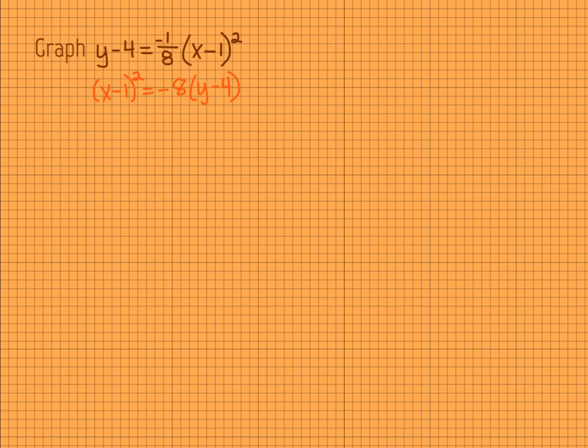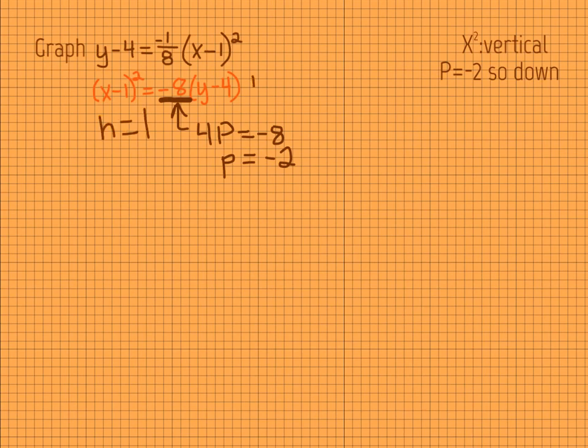All right, so we know that this is an x squared parabola. An x squared parabola is open up or down, so it's a vertical. The 4p here is negative 8. So that means that p is going to be negative 8 divided by 4, which is negative 2. And a negative p on a vertical parabola will be opening downward. The vertex h is 1 and k is 4. So our vertex is at 1, 4.